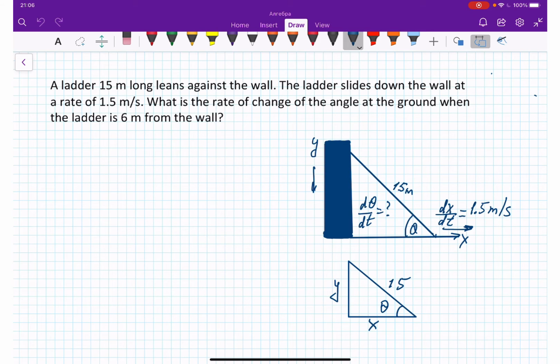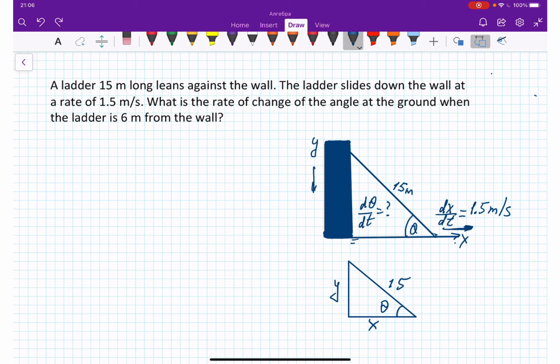Okay, so this is the direction when it's sliding down. This is our ground, x, and it's the ladder sliding down. This is our ladder, 15 meters, and it's sliding down at the rate of 1.5 meters per second. As it's sliding down, the angle is changing, right? So we need to find the change of angle when the ladder is 6 meters away from the wall.